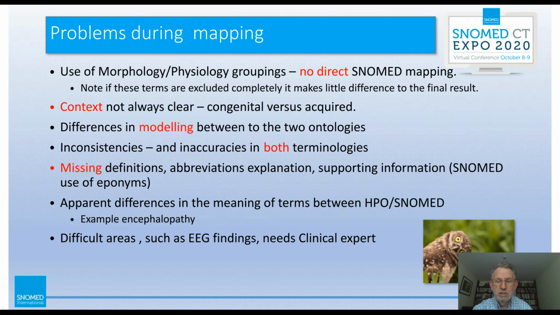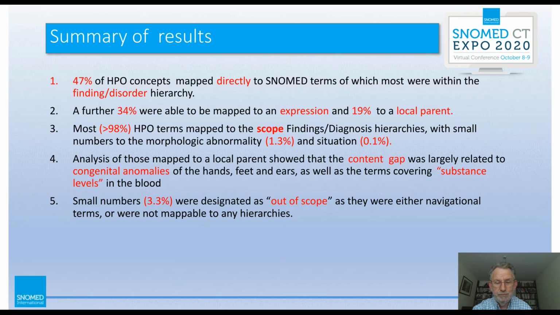And SNOMED's use of eponyms was not terribly helpful, as these are not always commonly understood. In addition, there are apparent differences in meaning of relatively common terms, such as encephalopathy, a different meaning in both ontologies. So there were difficult areas and difficult modelings, as you would expect.